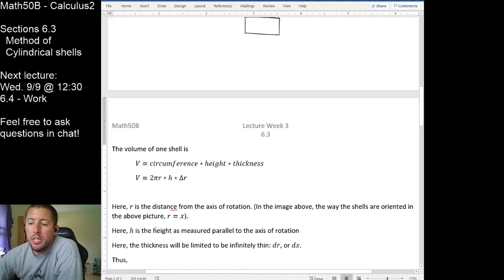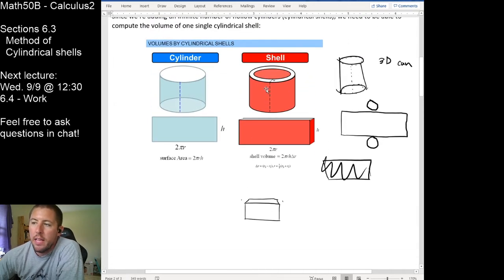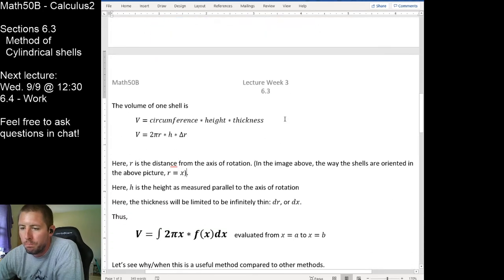In this case, h is the height, and it's always the height that is measured parallel to the axis of rotation. So what I mean by that is the axis of rotation is this vertical line that goes through the center. That is the same orientation with which we measure the height. The height is this direction of measurement. The height is always a measurement parallel to the axis of rotation. Whichever your rotation axis is, the height is measured parallel to that.